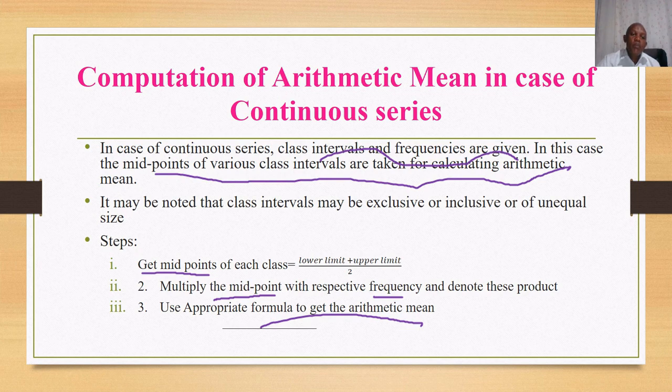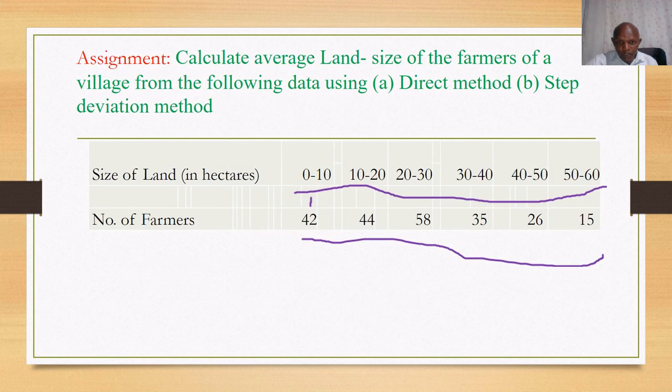So what is the step? Number one, you should get the midpoint and multiply that midpoint by the corresponding frequency. Use the appropriate formula. Get exactly what you had: frequency, data, and multiply. That's done. So for example, you have got this kind of data. This is what we're saying is data. Example here, 0 to 10.